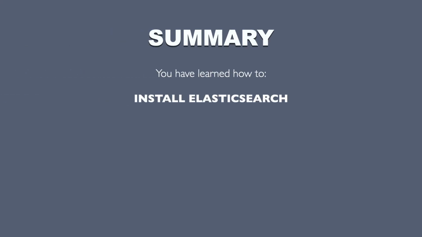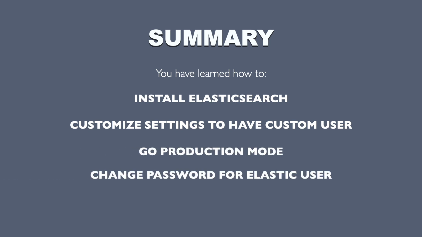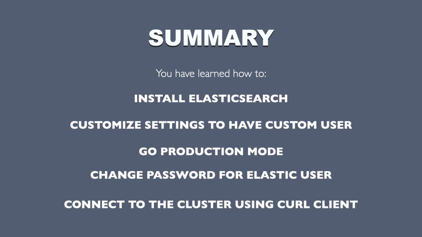Now you are successful. You have learned how to install Elasticsearch, how to customize settings to have a custom user, how to switch to production mode, and how to change the password for the elastic user. Finally, connect to the cluster using the curl client.